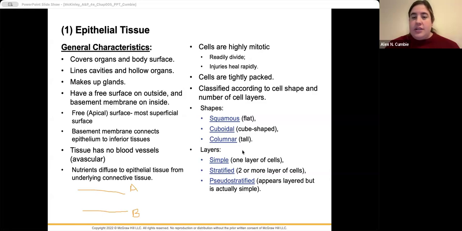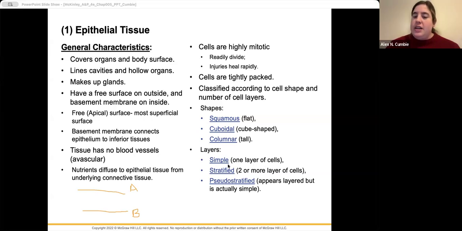Lastly, and I know you've already kind of looked at this in the lab, but epithelial tissues also have different shapes and layers that we use to name them. The main shapes for epithelial tissue could be squamous, cuboidal, or columnar, and their name does kind of tell you what shape they are. Squamous cells are flat or squashed, cuboidal cells are cube-shaped, and columnar cells are column-shaped, tall, elongated cells. We also name an epithelial tissue by the number of layers that are present with these cells.